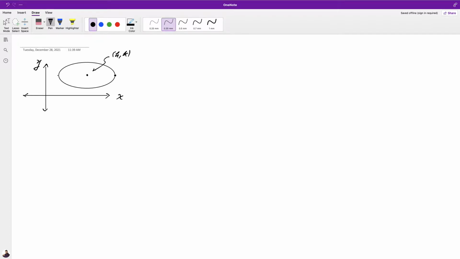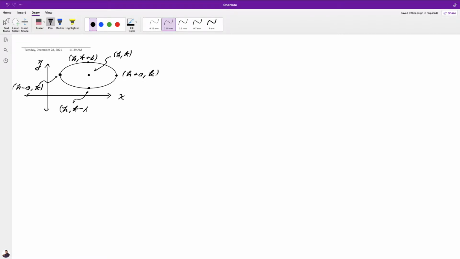And then we've got these two vertices here. Why don't we call this, well, if this is h, then this would be h plus a comma k. This here would be h minus a comma k. We then have our sub-vertices. This would be h comma k plus b. This here would be h comma k minus b.